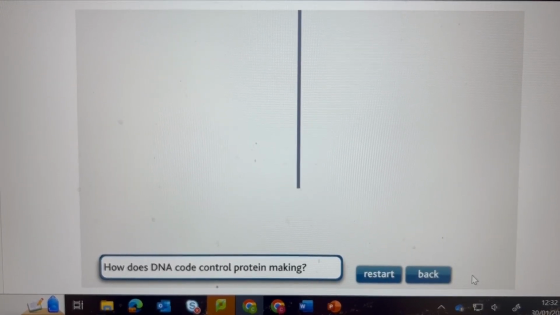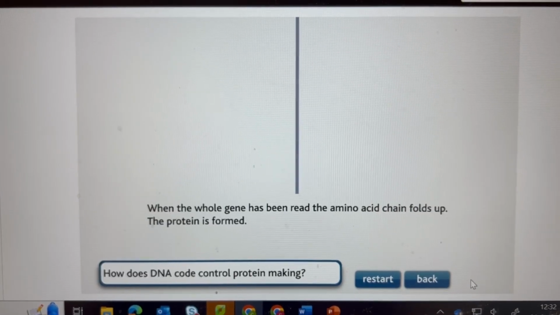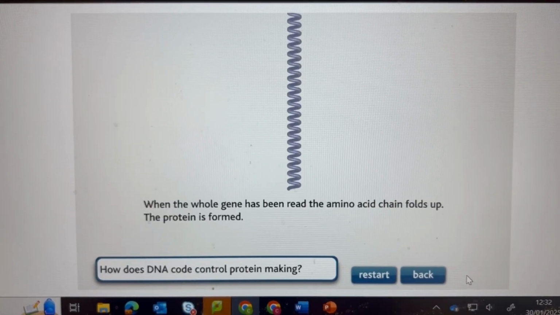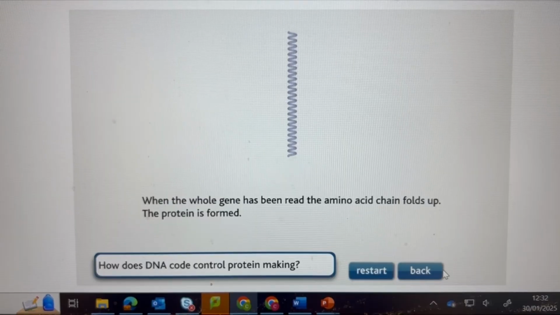This is the end of protein synthesis, and now you've seen how the instructions of a gene turn into a protein product.